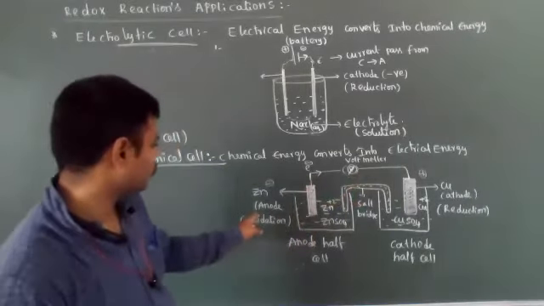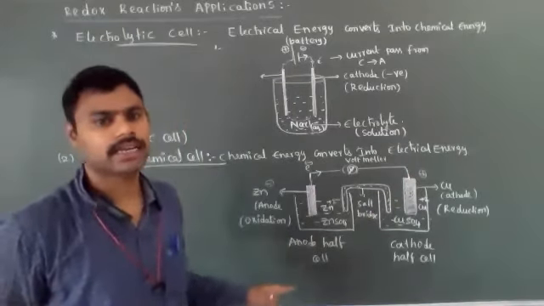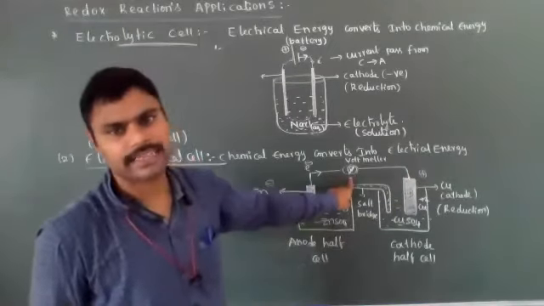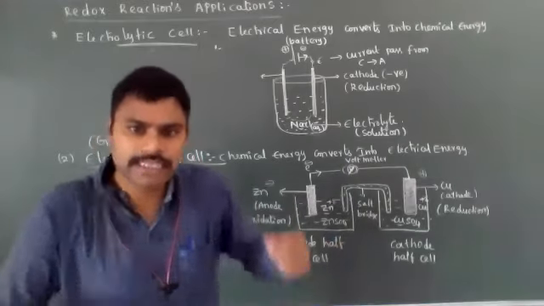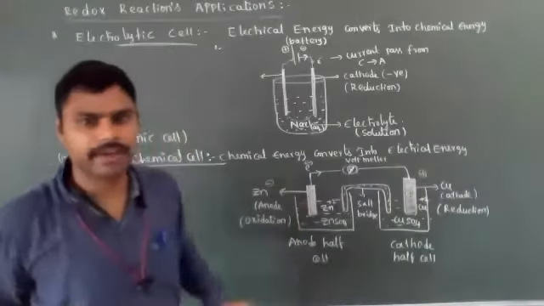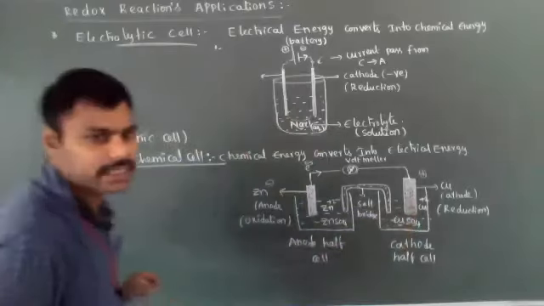The electrons are transferred from the anode to the cathode side. Then automatically the voltmeter will deflect. It means it is producing current. So in this cell, what happens? At the anode oxidation takes place and at the cathode reduction takes place.